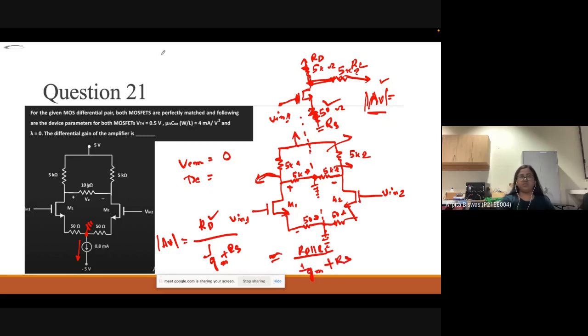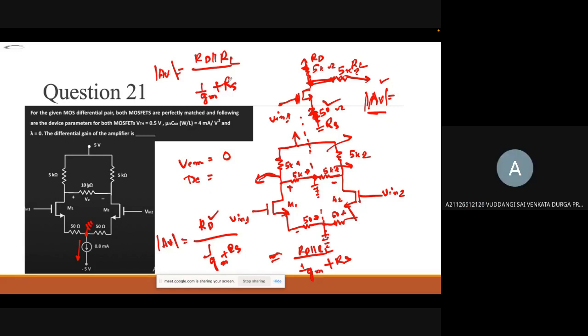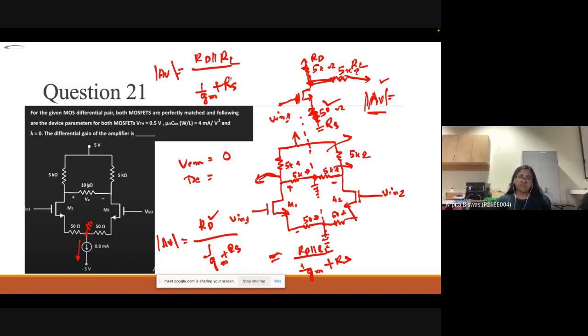Now calculate the value of mod of AV. RD parallel with RL by 1 by GM plus RS. Yes. In common source, the gain should be negative. See, we are taking the magnitude value, right? Mod of AV. When you take the mod of a negative value, it should be positive, so just neglect the sign and calculate the value.